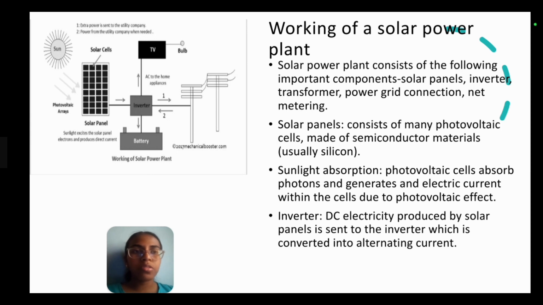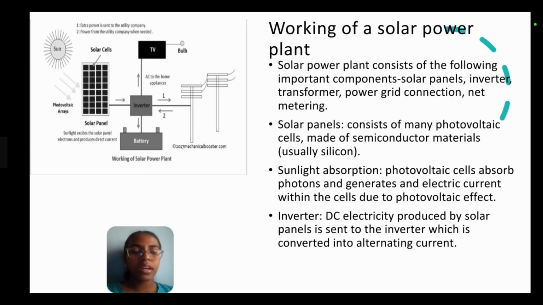Let us talk about solar panels. They consist of many photovoltaic cells made of semiconductor materials, usually silicon. These cells can convert sunlight into direct current electricity. When sunlight hits the solar panels, the photovoltaic cells absorb photons. This absorption generates an electric current within the cells due to the photovoltaic effect.